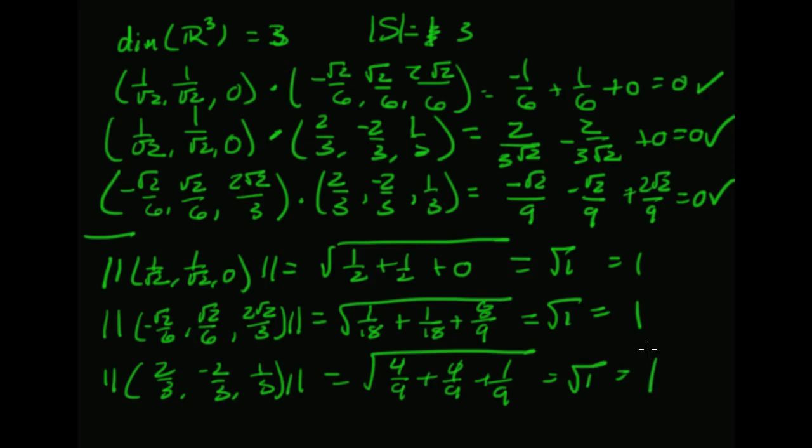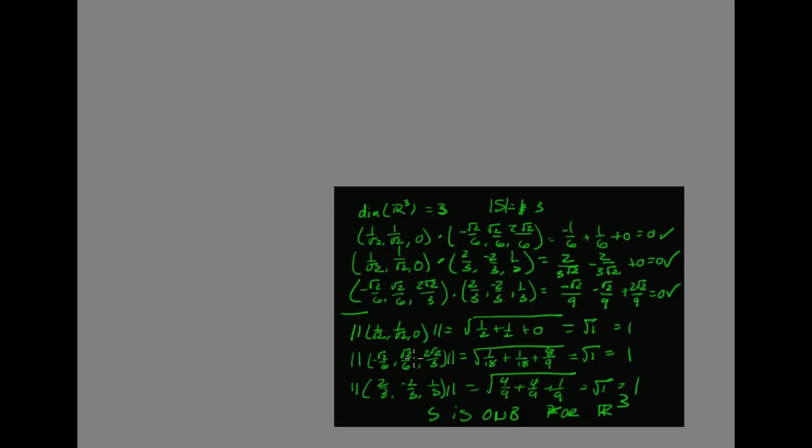All right, so we have both orthogonality and normality, and we have that it's the right dimension. So S is an orthonormal basis for R3. Okay, so let's move on to the next problem.